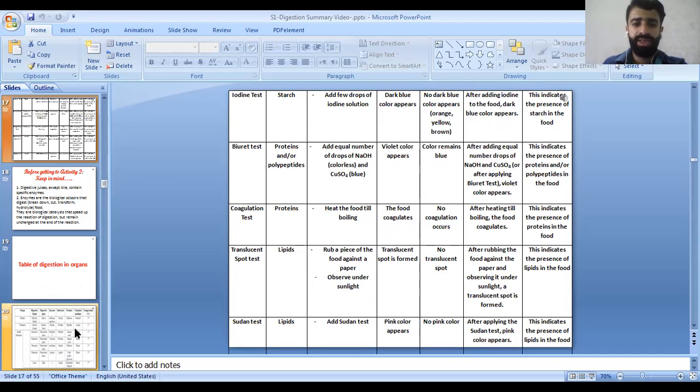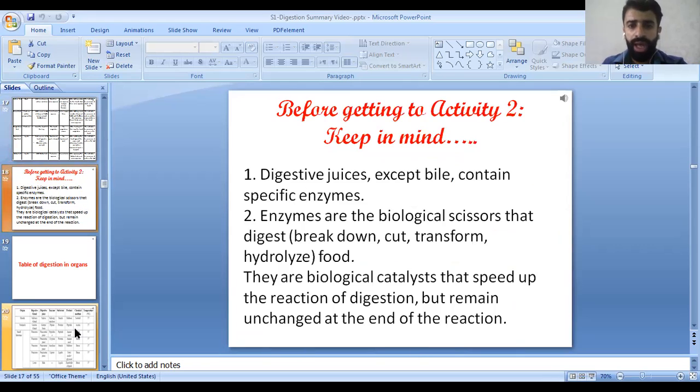Coagulation test is done to identify the presence of only proteins. If the food coagulates, this is protein. If it doesn't, it's not a protein. Translucent spot test is done to identify the presence of lipids, where a translucent spot is formed. And also we have the Sudan test to identify lipids, where a pink color appears.